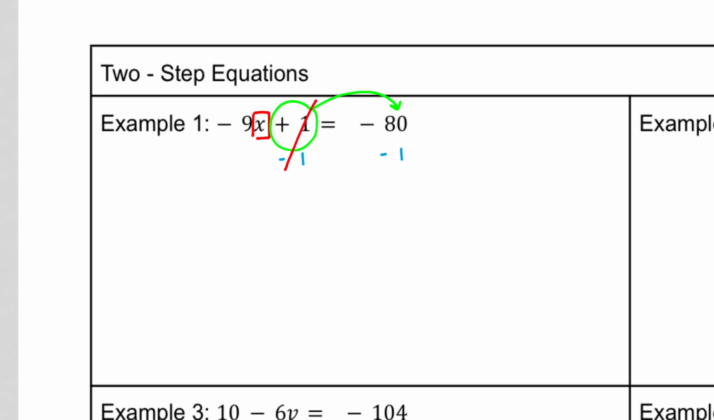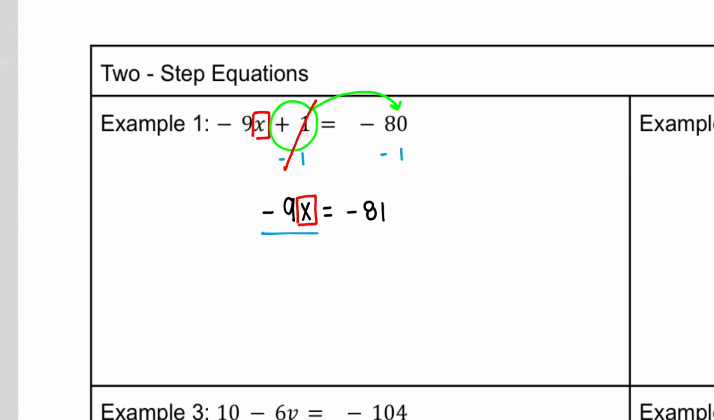It does cancel out here and I'm left with negative 9x. We didn't do anything with the negative 9, so it does have to still come down. And it's equal to, I have negative 80 minus 1, which gives me a negative 81. At this step, I have negative 9x equals negative 81, and it's not 1x, so I'm not done. I do have to see what else is still touching the x, next to it. And it does have this negative 9 touching it. They're stuck together by multiplication.